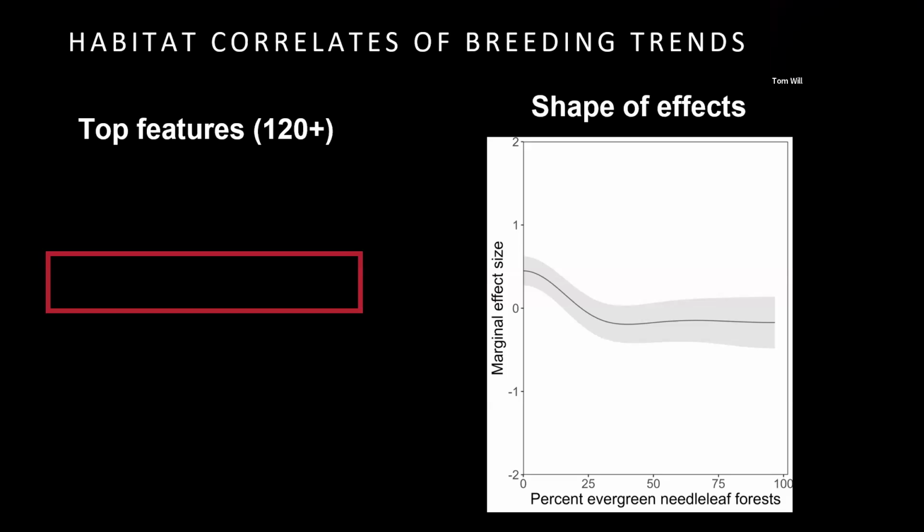We can also look at the shape of those effects. So this is, for example, percent evergreen needle-leaf forest. We can look at the marginal effect of what's the range where there is a negative effect, and where you don't really see one. We can have this functional shape for every single habitat. And you can summarize these across the entire range, but because we're making predictions at a 27 by 27 kilometer grid, we have this information for every single pixel throughout its entire range.